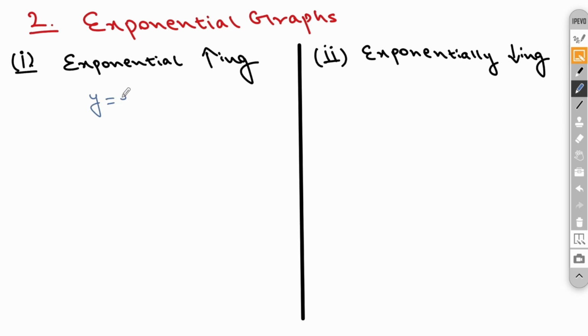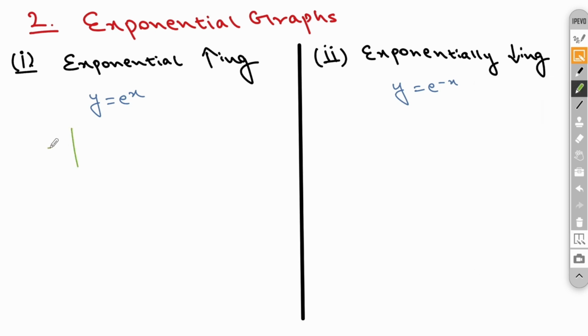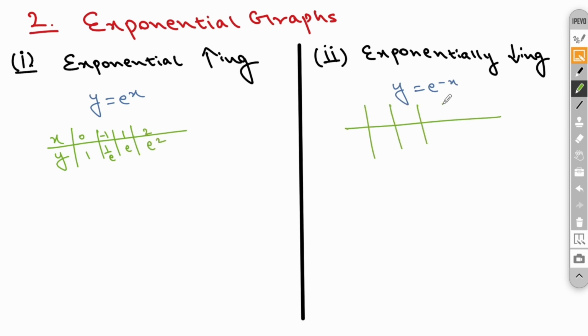Now we'll write the general equation for these functions. For the exponentially increasing function, it is y is equal to e raised to power x. Similarly, for the exponentially decreasing function, it is y is equal to e raised to power minus x. Now we'll draw a chart and put different values of x and y to see how the graph will look. For y equal to e raised to power x, for x equal to minus 1, 0, 1 and 2, y is 1 by e, 1, e and e square. Similarly, for y is equal to e raised to power minus x, when x is minus 1, 0, 1 and 2, y is e, 1, 1 by e and 1 by e square respectively.